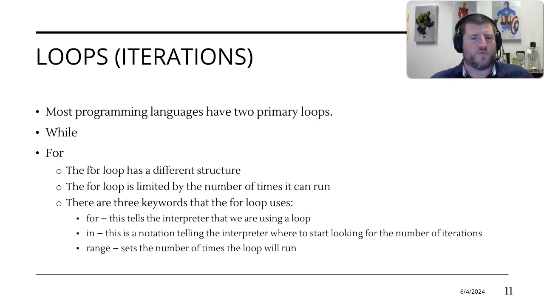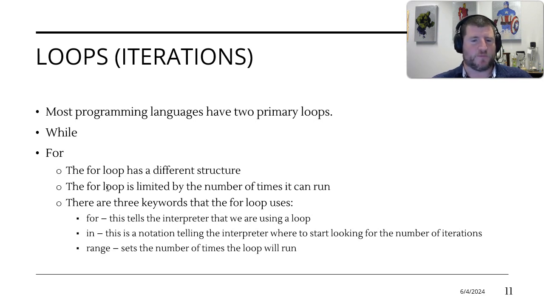The for loop is a new structure that we haven't looked at yet, but again, we'll see examples in just a second. The for loop is limited by the number of times it can run. When you create a for loop, you specify how many times you want that loop to run, so it has a very specific set of iterations. It might be 5, it might be 5,000, but when you write the code, you tell it how many times it's going to loop.